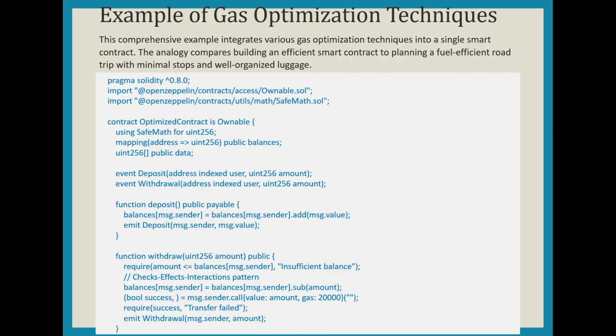This is your deposit function, and similarly, you have a withdraw function. Again, this is also public, and it takes a parameter, which is the amount of ether to withdraw. It also has a requirement: it ensures that the user has sufficient balance. And as we did in the previous slide, we update the user's balance before making the external call. This is due to the checks-effects-interactions pattern, to prevent reentrancy attacks. It uses call with a gas limit of 20,000 to send ether. This is to prevent out of gas errors and ensure a safe transfer. It reverts the transaction if the transfer fails.